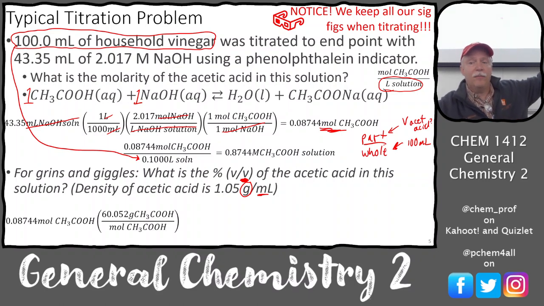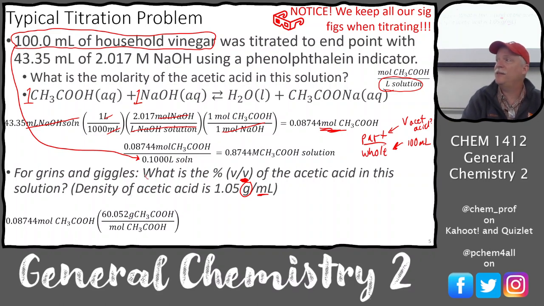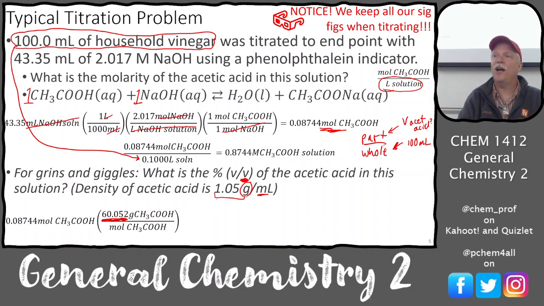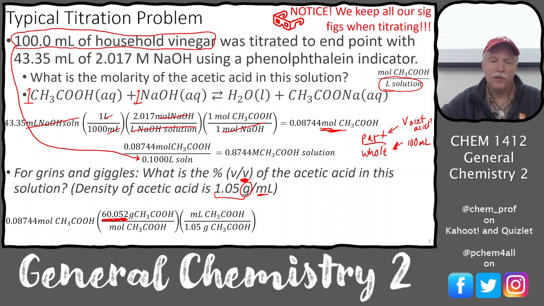So I start adding up 2 carbons, 2 oxygens, 4 hydrogens, and notice how many digits. I don't just estimate it to be 60. This is an analytical chemistry problem, so I want to keep as many digits as possible. I find the molar mass using all of the digits from the periodic table, and I get 60.052 grams of acetic acid per mole of acetic acid. Now that I have grams of acetic acid, I've got the density here, and that gets me out of grams and into volume. So I'm going to use that one upside down and divide by that density.